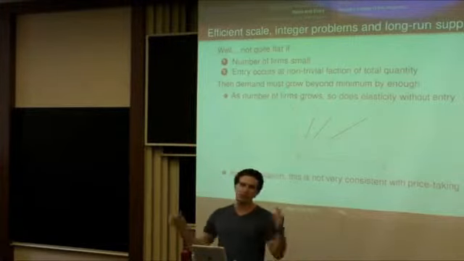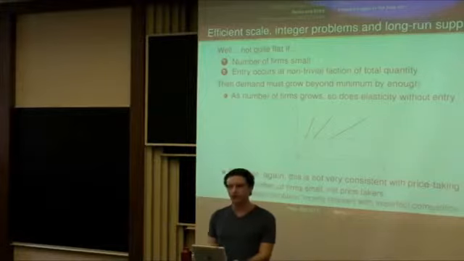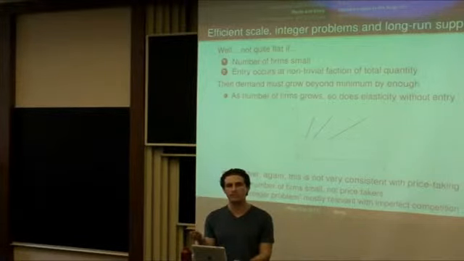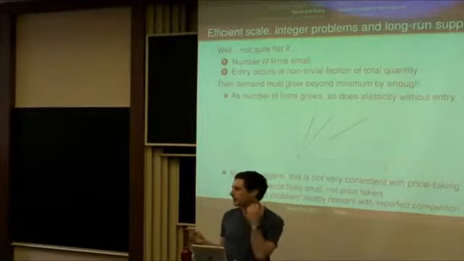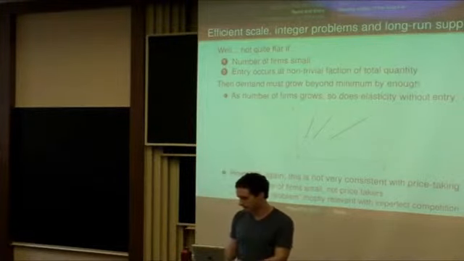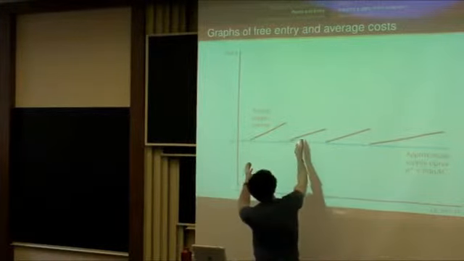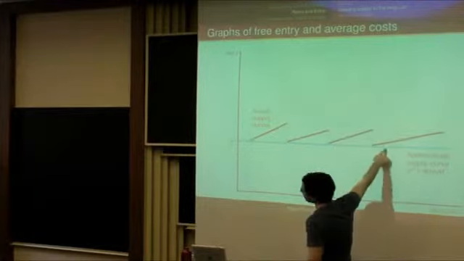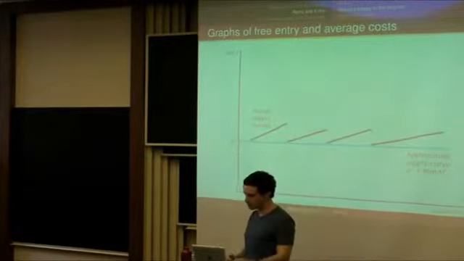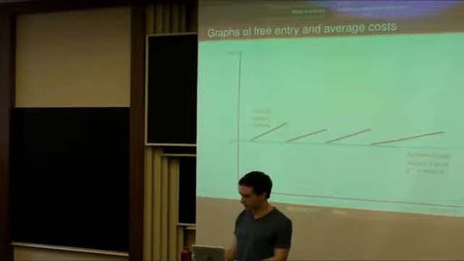So this problem, which is sometimes called the integer problem, is mostly going to be a problem if we have an oligopoly or a monopoly. It's not going to be a big problem in the case when firms are competitive. So this is the picture from the very end. As we start to get more and more firms, it gets flatter and flatter, and we get closer and closer to this approximate long run supply curve under free entry.